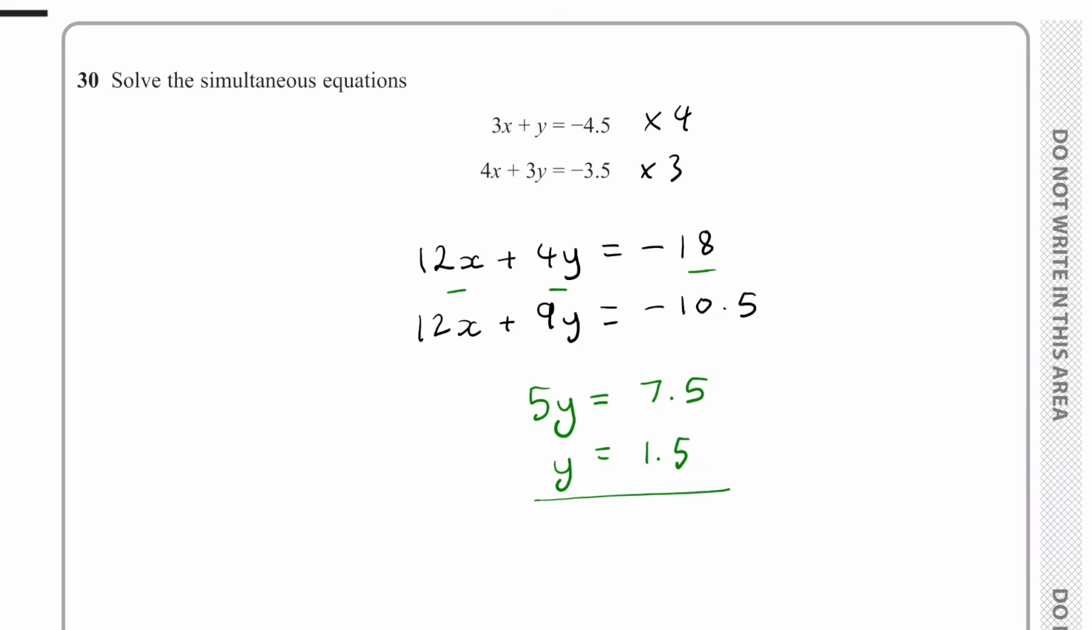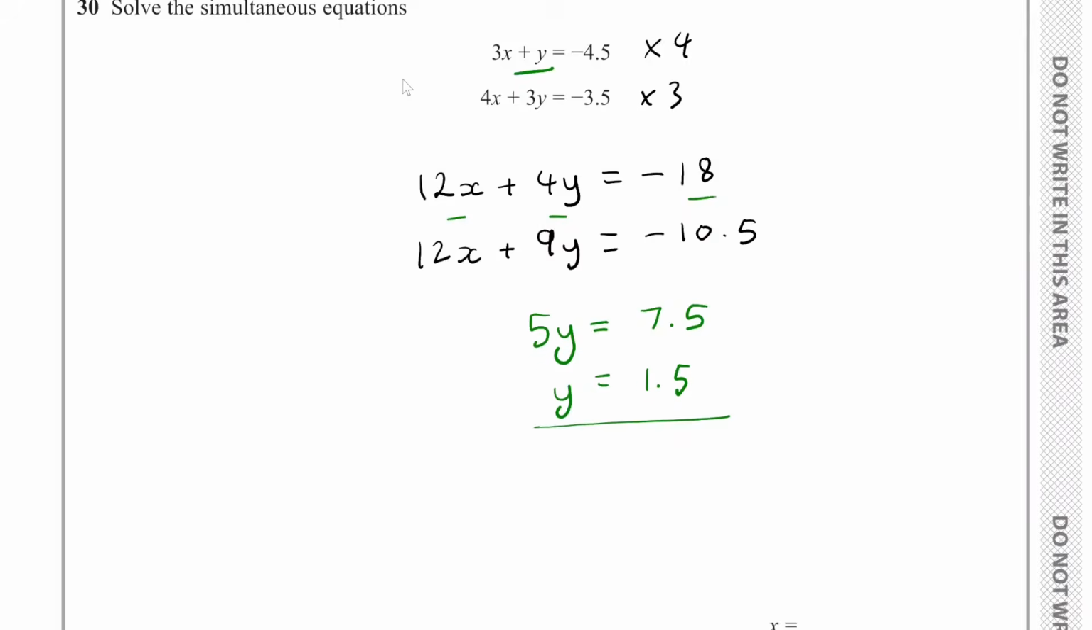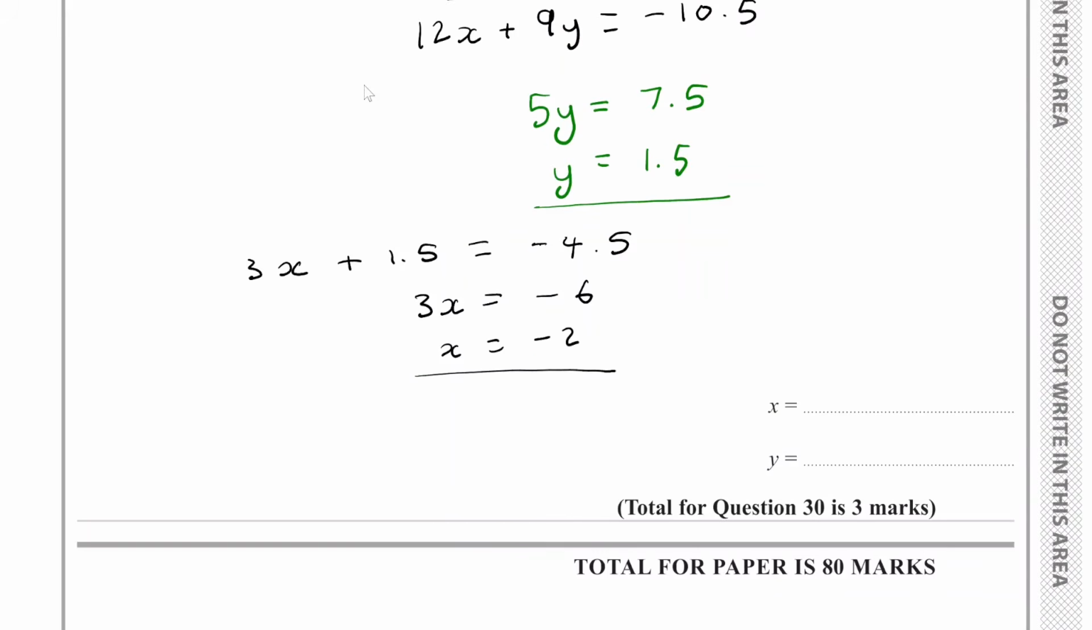We still need to find x. So let's substitute it back in to our top equation, the one right at the top. So we'll get 3x plus 1.5, changing y into 1.5, equals negative 4.5. Take away 1.5 from both sides. So 3x is negative 6. X must be negative 2. So we've got x as negative 2 and y as 1.5.